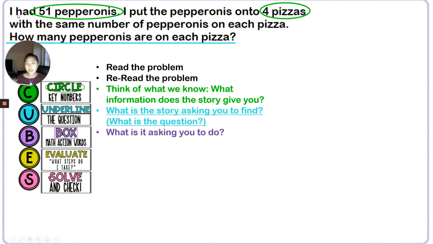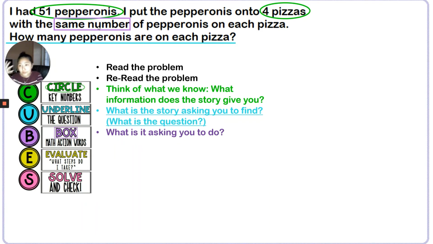This first sentence, I don't see anything. I had 51 pepperonis. That's okay. I put the pepperonis onto 4 pizzas. Okay, with the same number of pepperonis on each pizza. So I see a word that's really important right now, and it's the fact that you need to have the same number of pepperonis on each pizza.